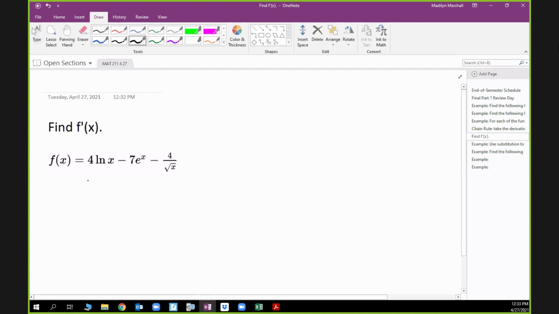Okay, so we have 3 terms here. Each term is going to use a different rule. So before doing anything with the first 2 terms, let's rewrite this last term so that we can use the power rule on it. Or x to the -1/2. Exactly. So I want to do this in steps just to be clear about what's happening.